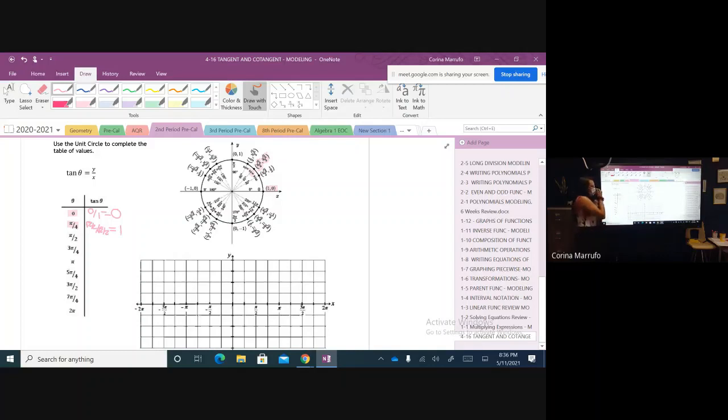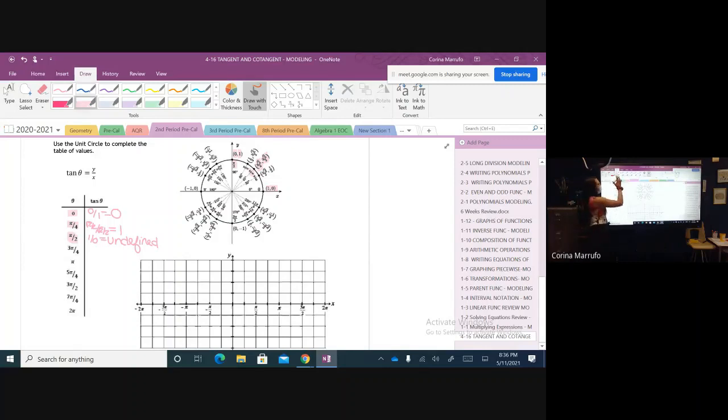Okay. Then we're moving on to the next one at pi over 2. So here's pi over 2. We're going to take our y value, which is 1, and divide it by our x value, which is 0. And this time, 1 divided by 0, that does not give you 0, it gives you undefined. Then we move on to the next one.